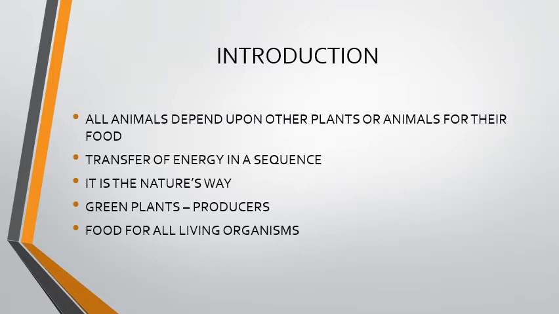Introduction. All animals depend upon plants or other animals for their food. Food chain is the transfer of energy from one organism to another in a sequence. It is nature's way of making sure that all the living things get food to eat. Green plants are known as producers. They make food for all living organisms.